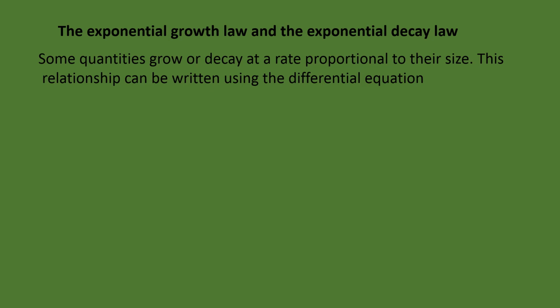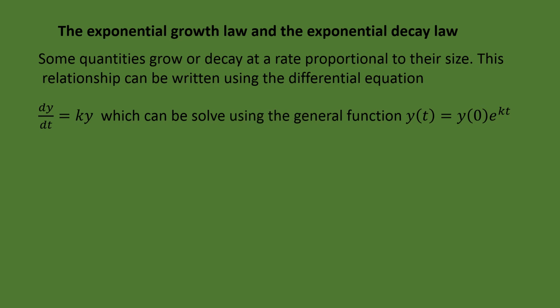Some quantities grow or decay at a rate proportional to their size. This relationship can be written using the differential equation. Because we are dealing with this type of problem wherein there is an increase in population and decrease of the population, the size that is being described in this given scenario is referring to the population. So we have here dy over dt is equal to ky, which can be solved using the general function y of t is equal to y of 0 times e raised to the power of k times t.